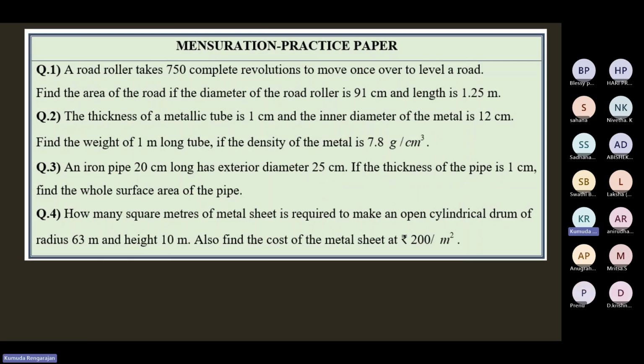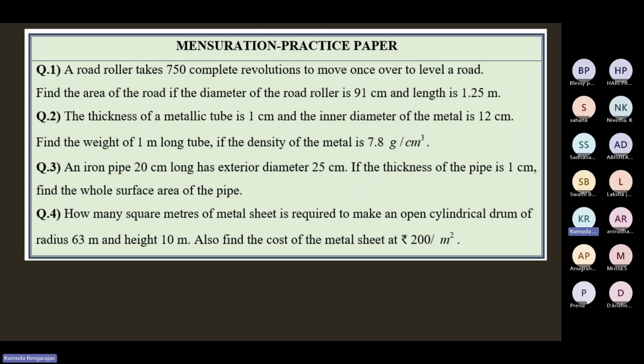Who can tell me the formula to find the volume of a hollow cylinder? That is the cylinder mentioned in question numbers 2, 3, and 4, the metallic tube or the iron pipe. Pi into r square minus small r square h. Correct. Pi into capital R square minus small r square into h.